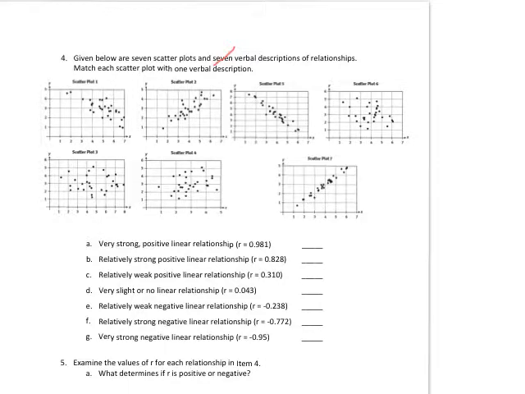So A says it is a very strong relationship and it is positive. So which graph do you feel like is the strongest positive relationship? 7. 7 would probably be the strongest. Why do we consider that to be the strongest?